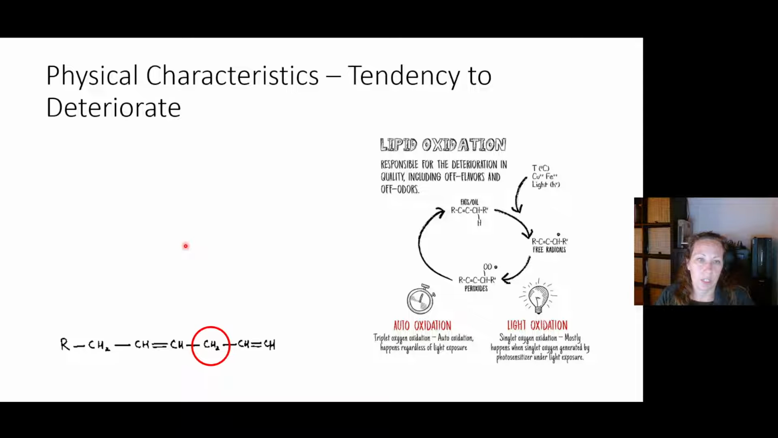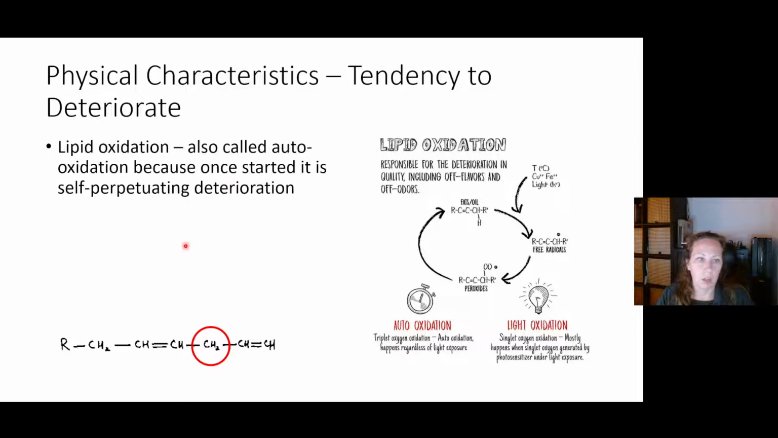Next physical characteristic, the third one, is the tendency to deteriorate. And with this, we're talking about lipid oxidation. In the book, it calls it autooxidation. You can use the more simple term lipid oxidation. And it's called autooxidation because once this process starts, it is very self-perpetuating. It has this cycle. So what happens in lipid oxidation, kind of briefly going into the chemistry of it and why it is cyclical, or self-perpetuating, I should say.